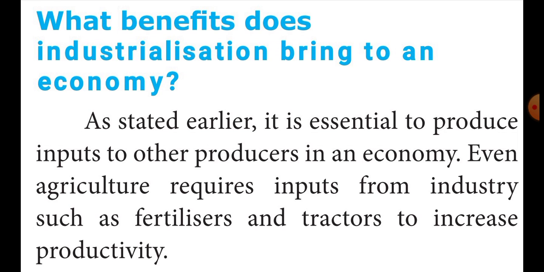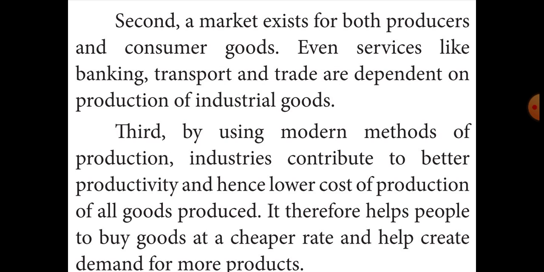Secondly, market. Market exists for both producers' and consumers' goods. Market is very, very important, is it? That means the production comes to be sold in the market, and the consumers also go to the market and buy all their needs. So market is one of the important things. Even services, that means banking, transport and trade, these areas also depend on the production of industrial goods. Listen very carefully, students.